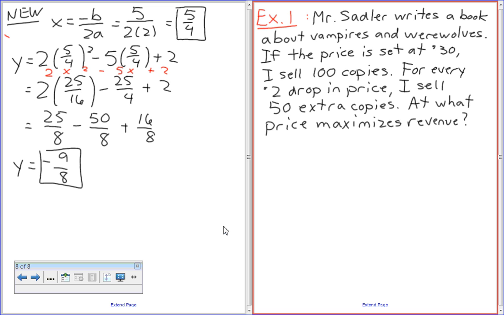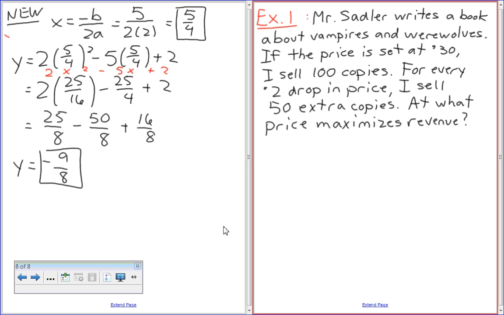It says, Mr. Sadler writes a book about vampires and werewolves. If the price is set at $30, I sell 100 copies. For every $2 drop in price, I sell 50 extra copies. At what price maximizes revenue? What is the key word in this question that tells me that I need the vertex? Maximizes. As soon as you see that, you know to use the vertex. And you know this isn't going to be a rational equation, because the question we had last week about running up hills and canoeing in boats has no maximize in it. So this is the key word.